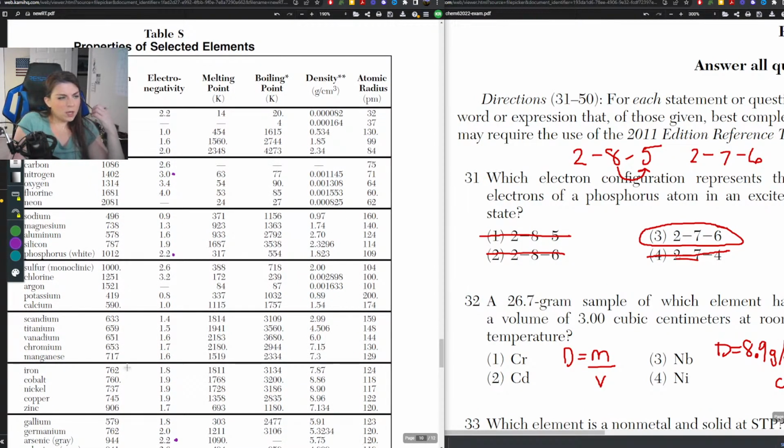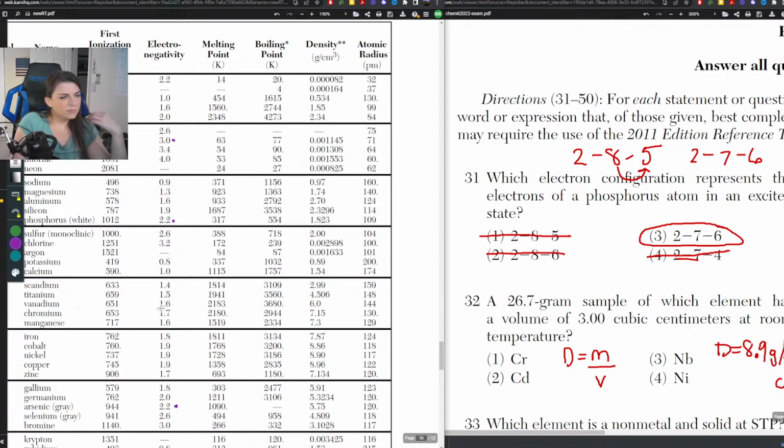So chromium is 30-something, 20-something. Chromium's density is 7.15.